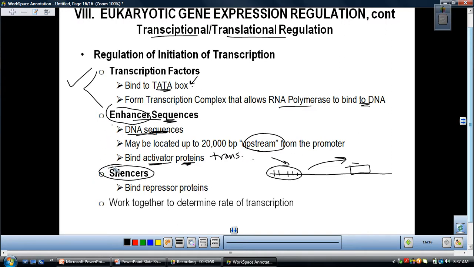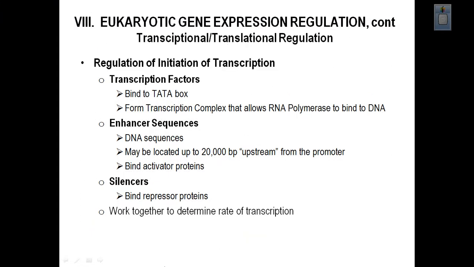So at certain times if the DNA doesn't need to be transcribed, then these bind repressor proteins and turn off gene transcription. And what's even cooler is these two things work hand in hand. They work together to make sure that the rate of transcription in us occurs at a good rate. So sometimes our genes are enhanced, sometimes they're silenced, to make sure that we've got an appropriate rate of transcription occurring.